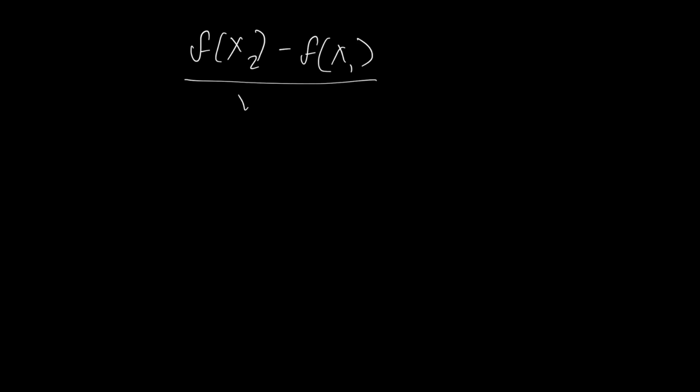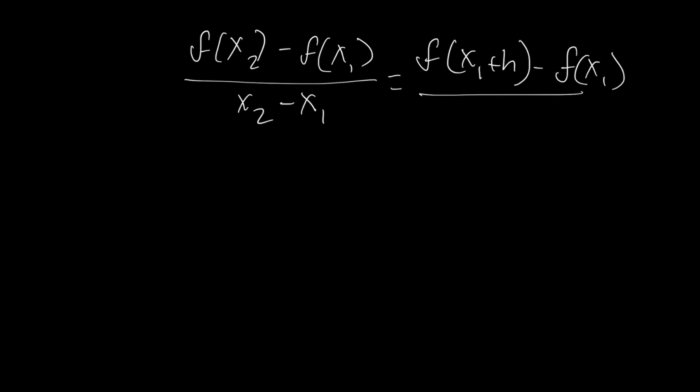This can also be represented by the equation f of x sub 2 minus f of x sub 1 over x sub 2 minus x sub 1, or f of x sub 1 plus h minus f of x sub 1 over h, where h equals delta x, which is x sub 2 minus x sub 1, and h does not equal 0.